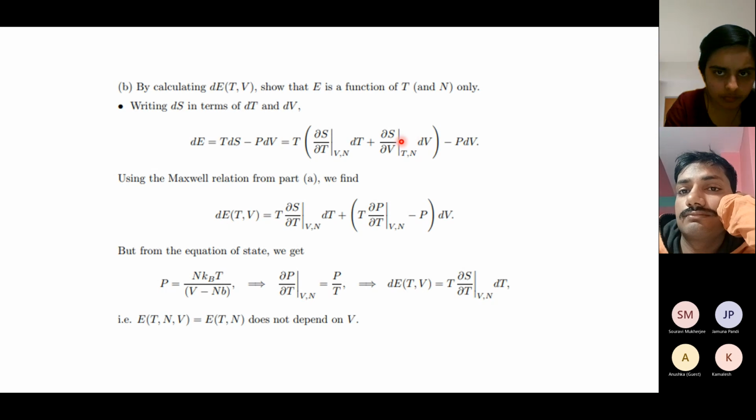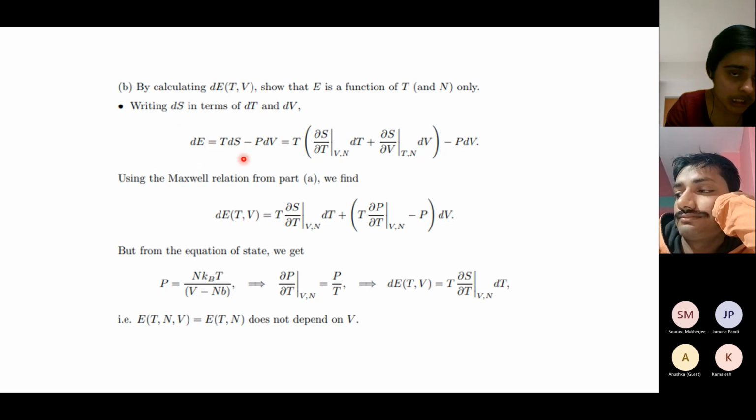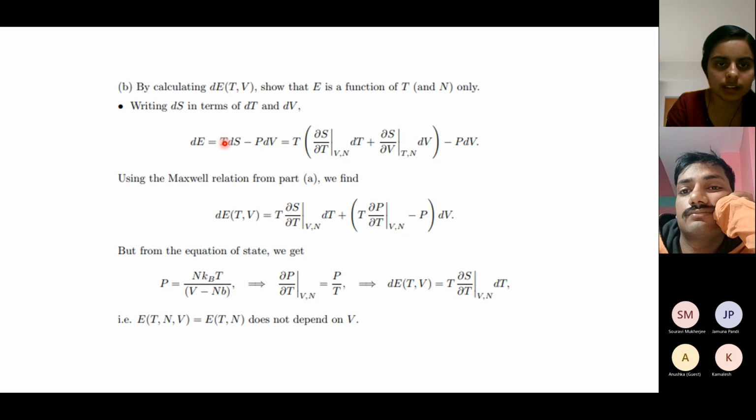So maybe, see what we do here is we start with the first law. In the first law, we can express the internal energy in terms of entropy and volume, considering the variables to be entropy and volume. But then we want to write it in terms of temperature and volume, so we make this change here. We change dS in terms of temperature and volume, dT and dV. Is this clear?